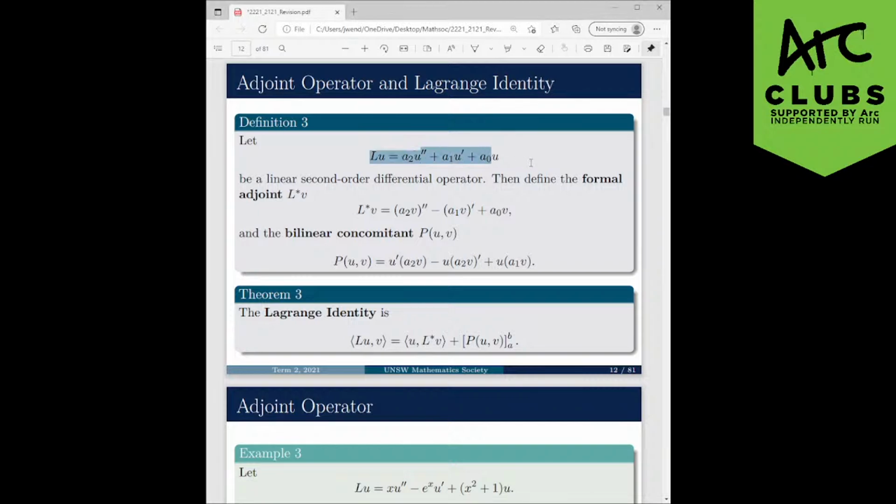We have this typical setup over here. We define the formal adjoint L star V as this: second derivative of A2V minus the first derivative of A1V plus A0V.